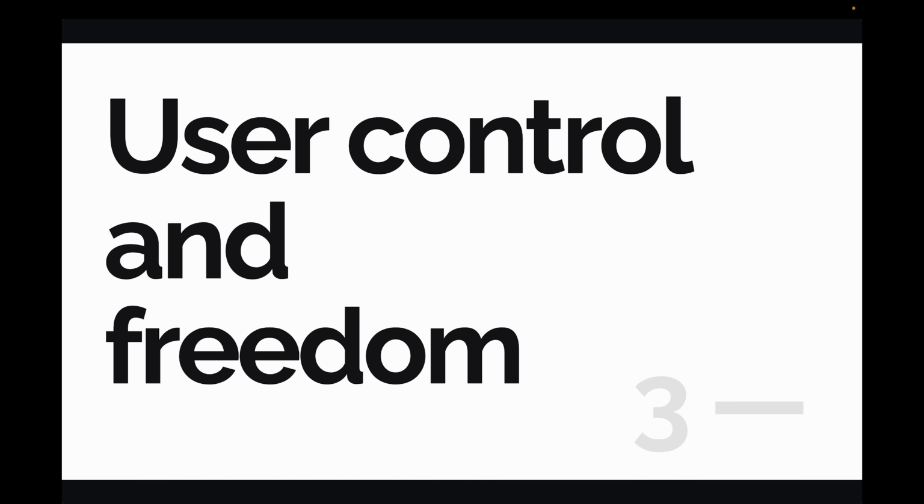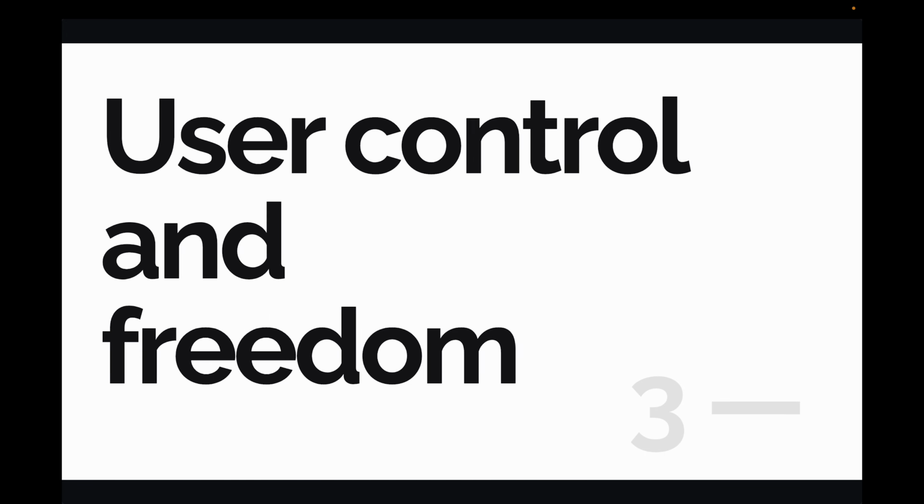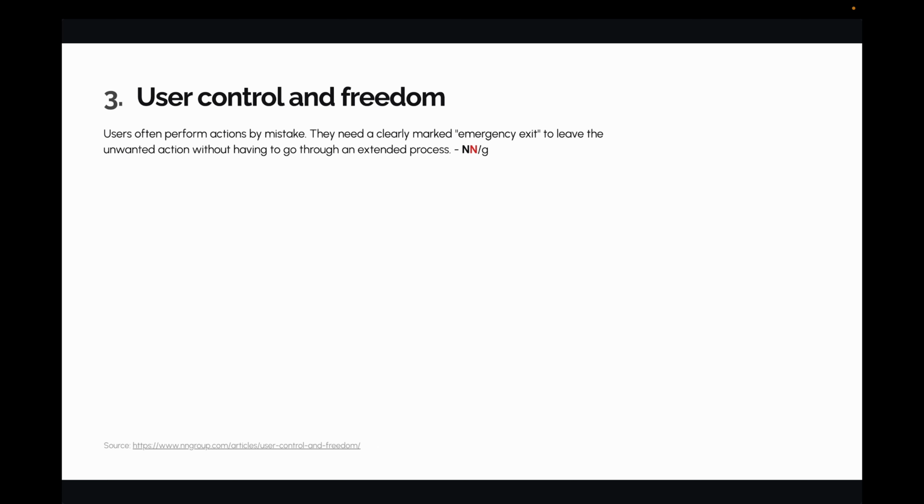Third, you should make sure that you provide user control and freedom. So let's see, what does that mean? Users often perform actions by mistake. They need a clearly marked emergency exit to leave the unwanted action without having to go through an extended process. So let's say you have filled up a form and you just want to exit, but instead, it makes you keep going back, all the way back to the initial step, and then from there you get to exit it. Now imagine how frustrating that can be, right?